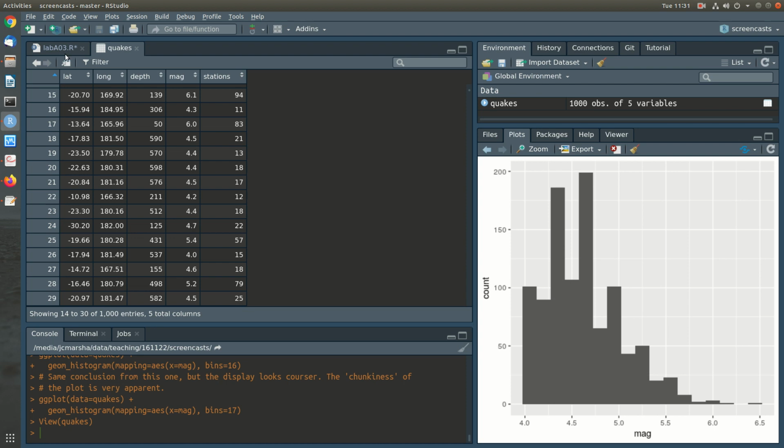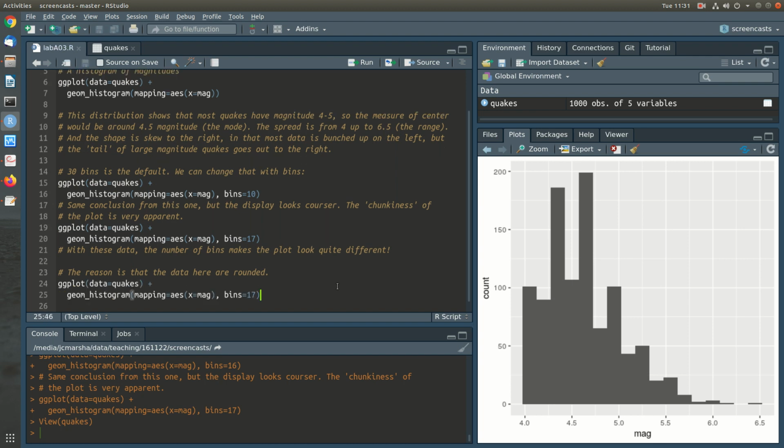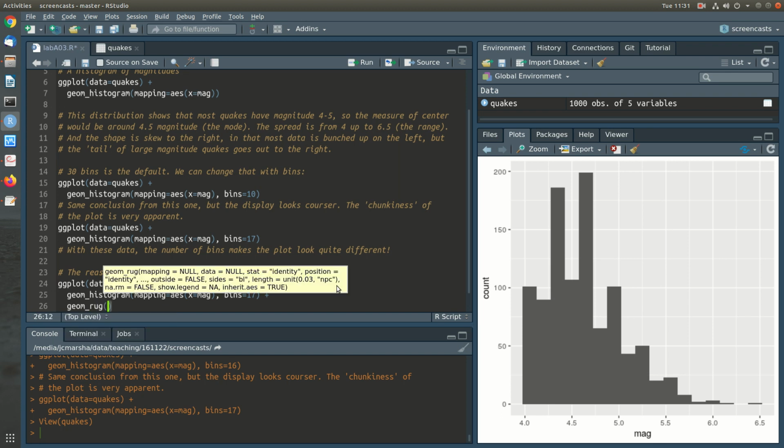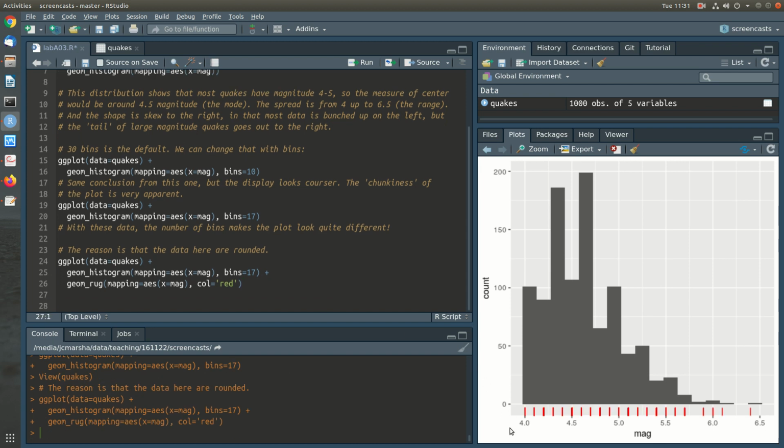And so you can kind of demonstrate that by basically showing where the data lies. So perhaps we'll try and achieve this. Maybe we'll use a rug. So a rug places, make it red maybe, places the actual location of the points along the x-axis. Right, so this is where the data lie, and you can see that there's no data in between these gaps here.